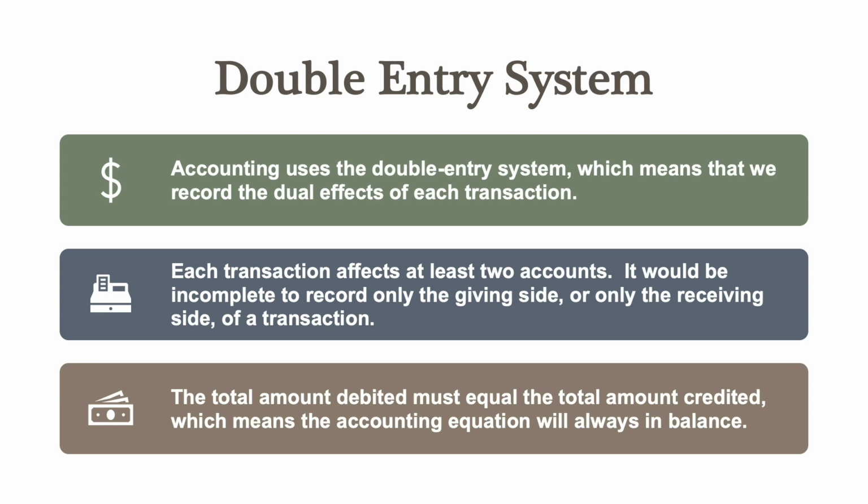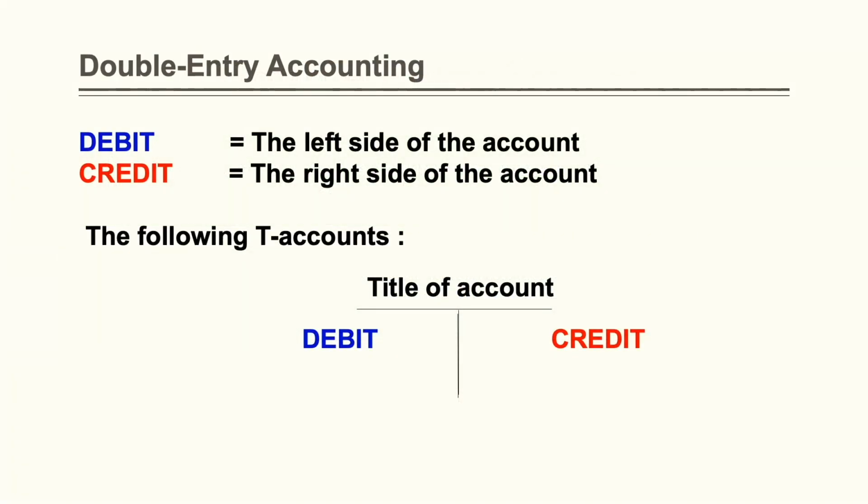Alright, and it will be incomplete to record only the giving side or only the receiving side of a transaction. So the total amount debited must always equal the total amount credited, which means the accounting equation will always be in balance. Jumlah debit sentiasa sama dengan jumlah kredit.